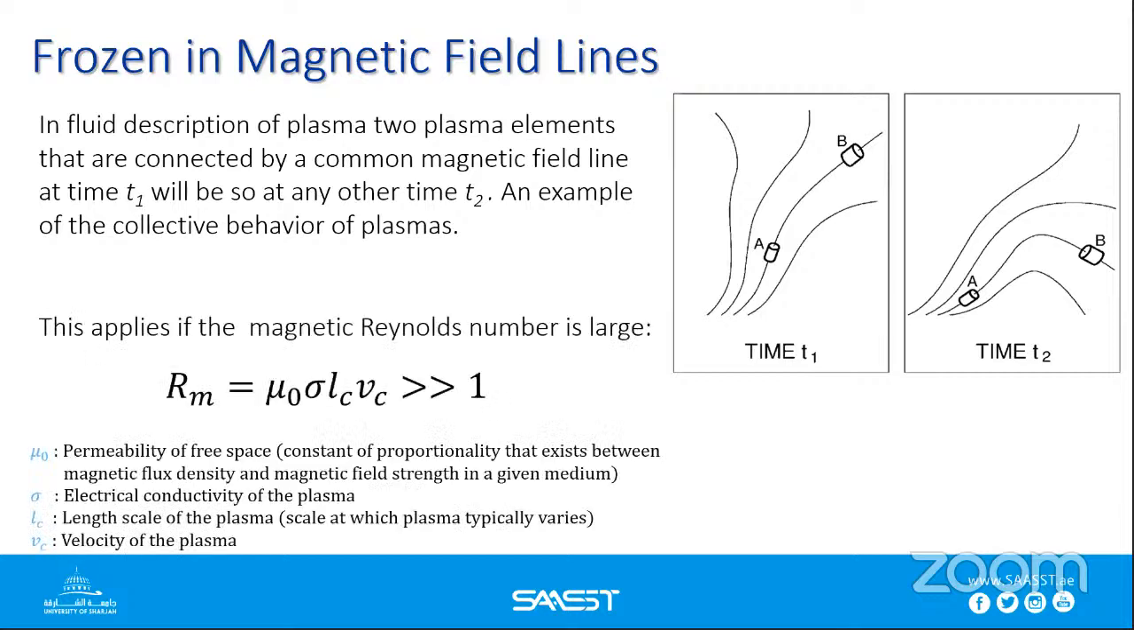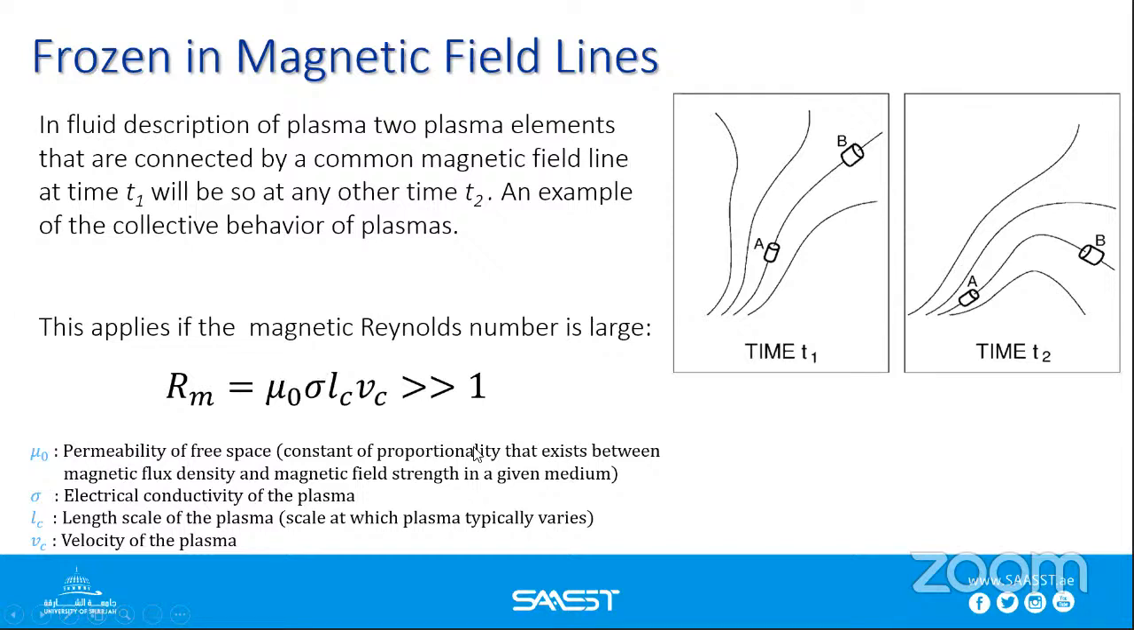So basically, this theorem tells us that we have a magnetic Reynolds number. This Reynolds number is actually given by four quantities of the plasma matter which is stuck in the field line. It involves the permeability of free space.